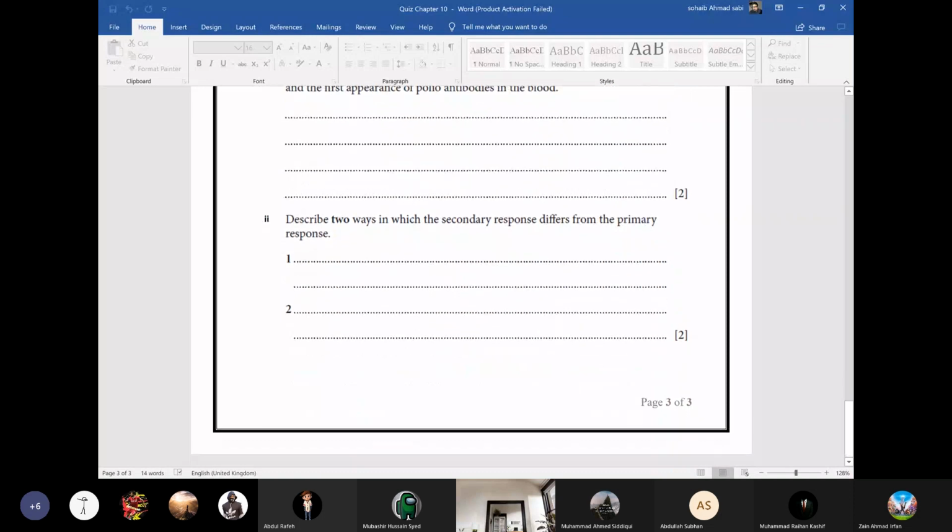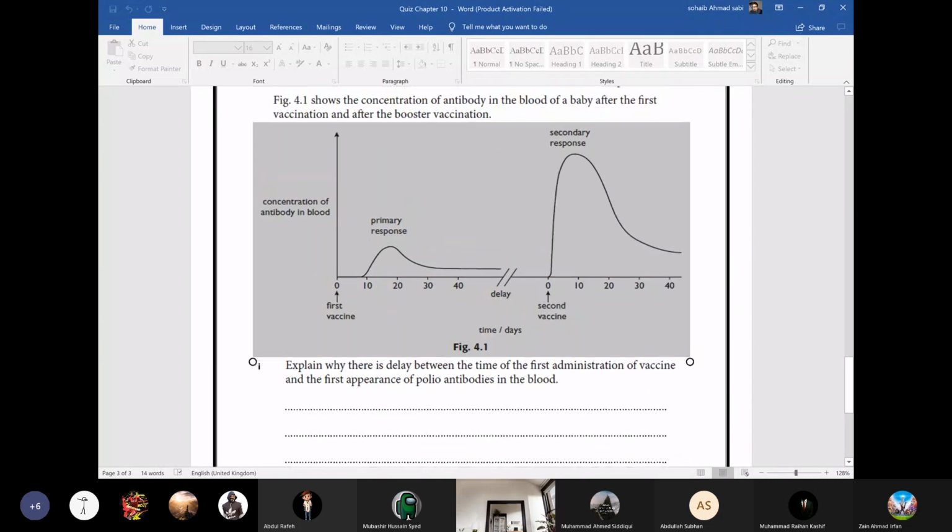Next question. Describe two ways in which the secondary response differs from the primary response. What is different between the secondary response and the primary response, boys?